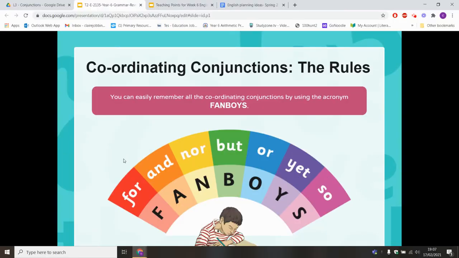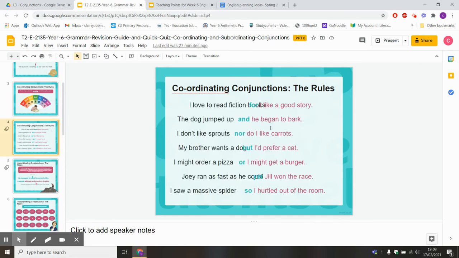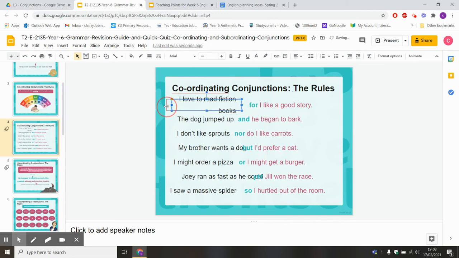I'm going to skip through this first bit here because we don't want to show you all the answers. But you need to finish the sentences using FANBOYS. Then you can have a look at the modelled examples, using the modelled examples to support you. So for example, you could have done, I like reading fiction books, or I like a really good story.